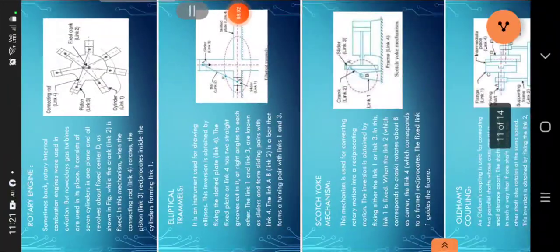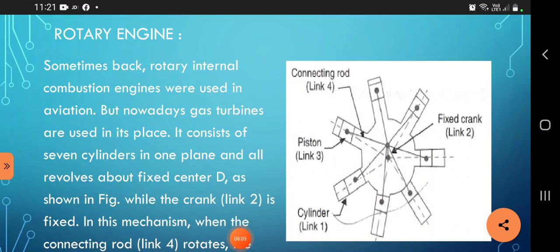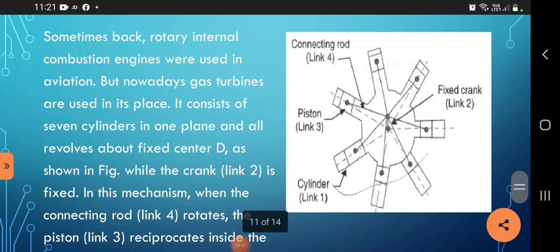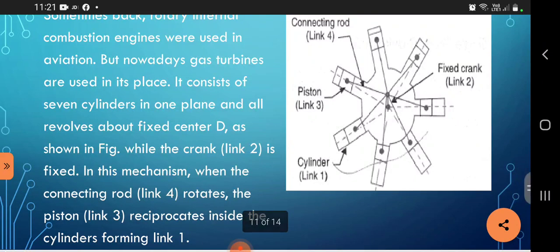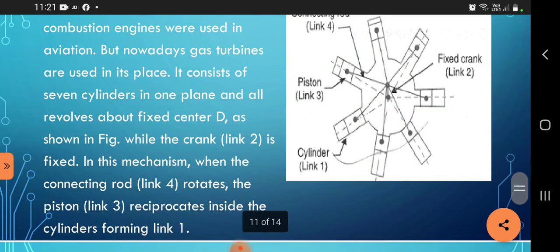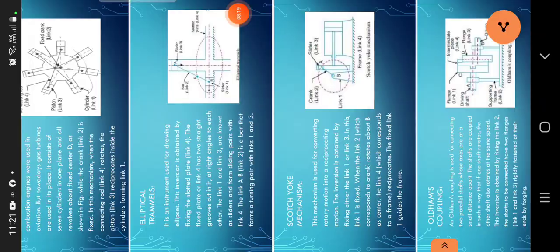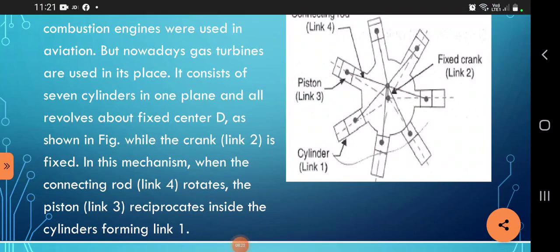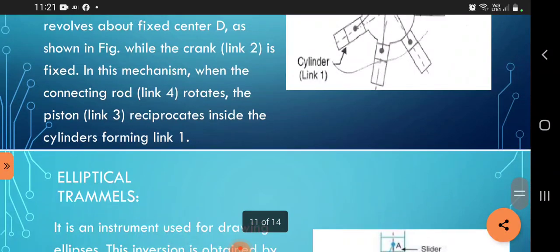Now let us see the rotary engine. Some time back, rotary internal combustion engines were used in aviation, but nowadays gas turbines are used in their place. It consists of seven cylinders in one plane, and all revolve about the fixed center D, as shown in the figure. While the crank link 2 is fixed in the mechanism, when the connecting rod link 4 rotates, the piston link 3 reciprocates inside the cylinder forming link 1.